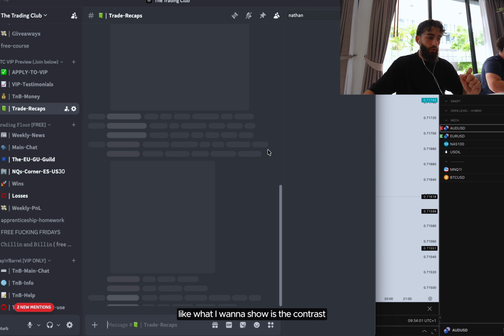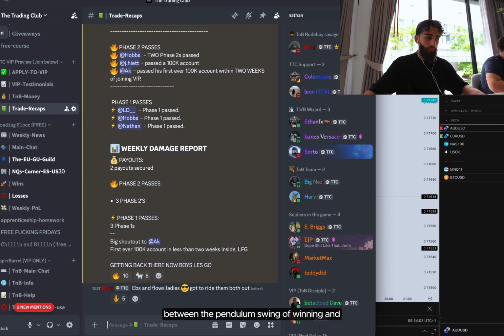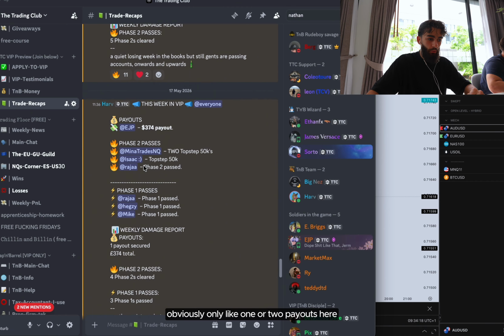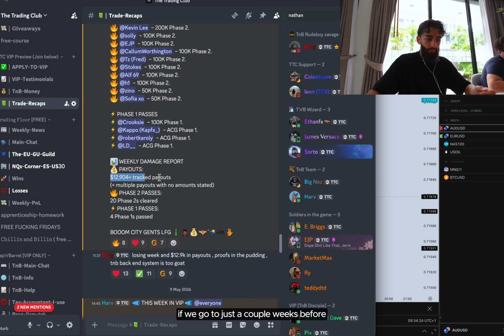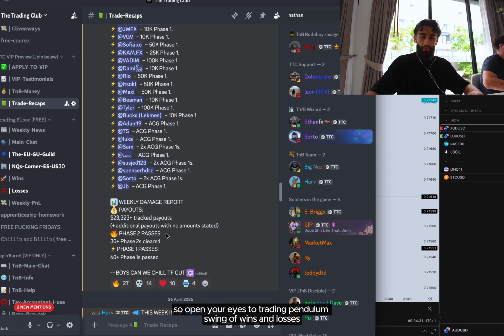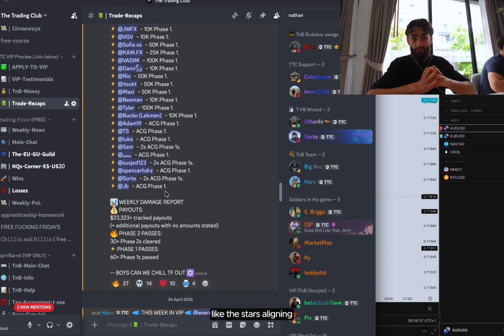Nowhere near as many certs as a month ago when we were at peak winning, but people are still getting it done. What I want to show is the contrast between the pendulum swing of winning and losing periods. So look at this, where it's way more quiet, obviously only like 1 or 2 payouts here. If we go to just a couple weeks before, you've got so many, and this is just trading. So open your eyes to trading. Pendulum swing of wins and losses, same with winning and losing periods, especially with prop firms where you need the timing to align like the stars aligning.